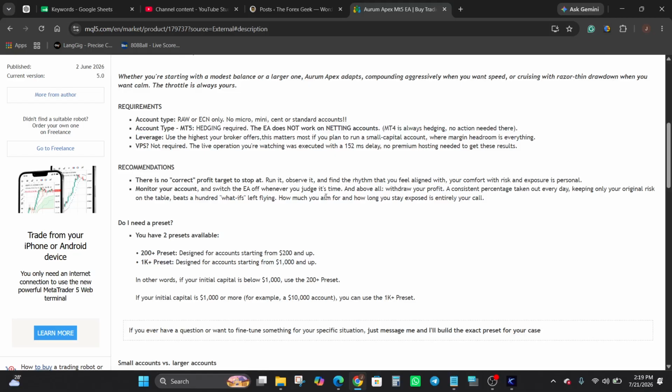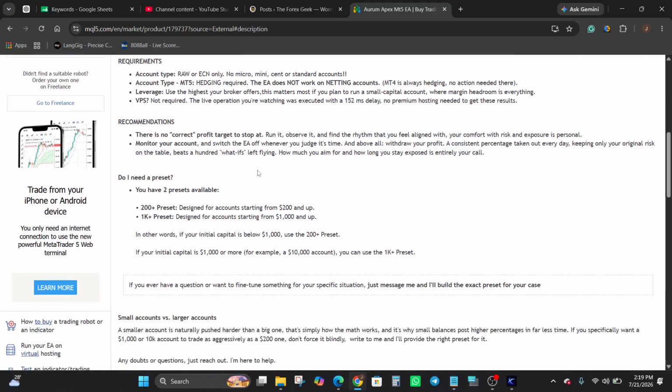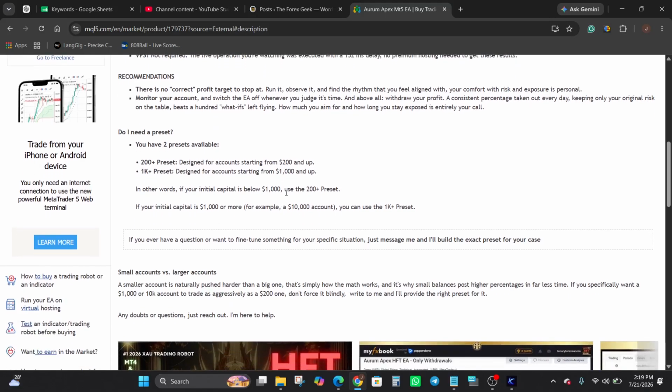Now, for the leverage and infrastructure, the developer suggests utilizing higher leverage to maintain sufficient margin headroom, especially on smaller accounts. Additionally, while a dedicated VPS can reduce execution latency, the seller notes that the system does not strictly require premium virtual hosting to operate. Now, the EA comes with two standard presets based on starting capital: a 200 plus preset for smaller account balances, and a 1K plus preset for accounts starting at $1,000 or higher.